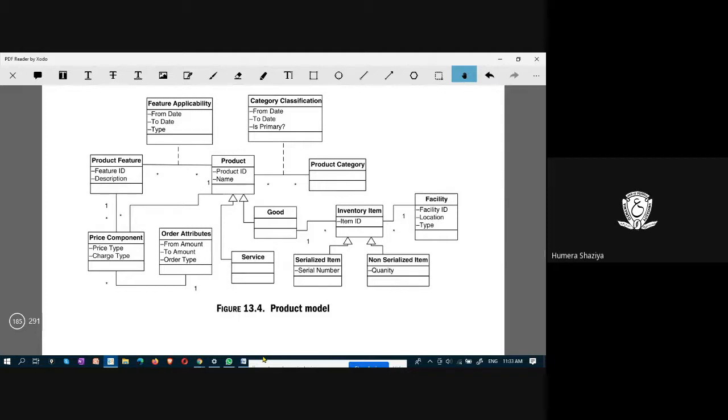And then here you have service, you have serialized item, non-serialized item. This facility means inventory facility. If it is goods, they will be stored in inventory. This entire depiction is about products within an organization.